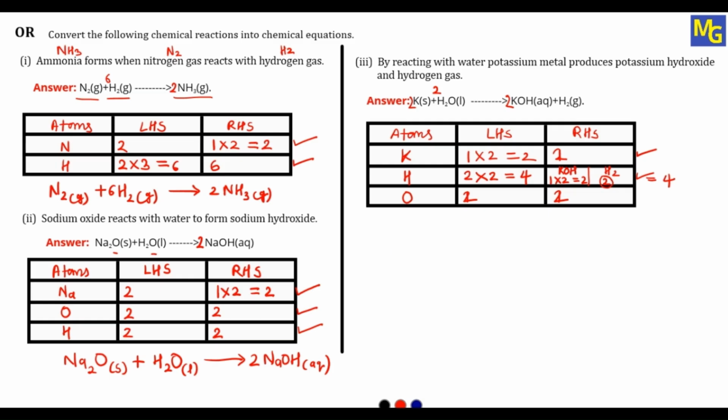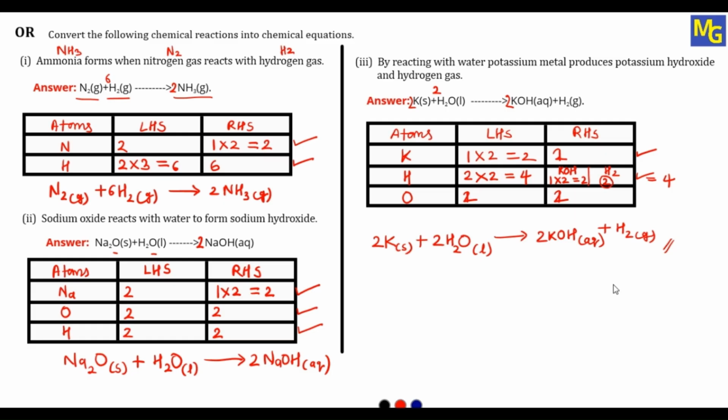So the balanced reaction, I can write it here. The reaction is 2K solid plus 2H2O liquid, which gives 2KOH aqueous, plus H2 gas. So this is our balanced chemical equation. This is the answer for this OR question. I hope you understood. Practice some of the reactions, you will feel it easy to balance all the chemical equations.